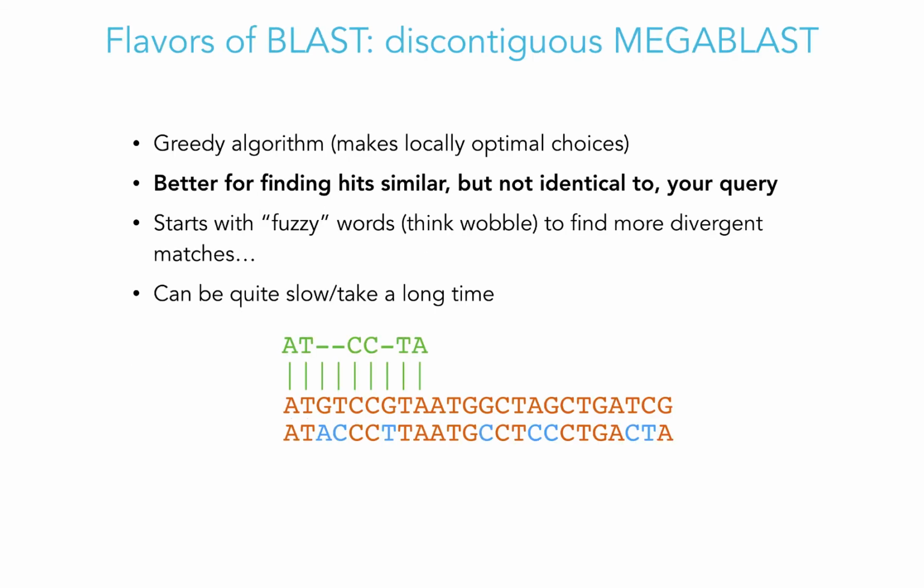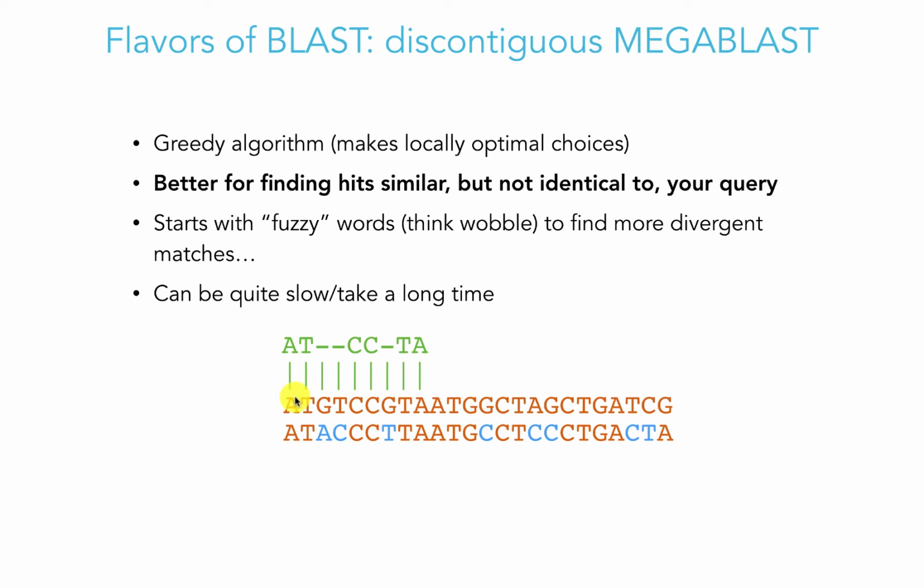If you want a little speed, but also a little less exactness, discontiguous MegaBLAST uses a greedy algorithm, which we talked about in the last lecture, isn't always great at making the best decisions for the long term, but does make good decisions over very short stretches. And so it's good for finding things that are similar but not perfect matches to your query.